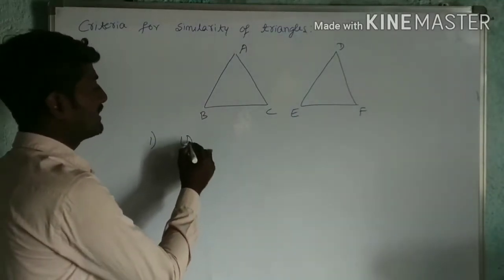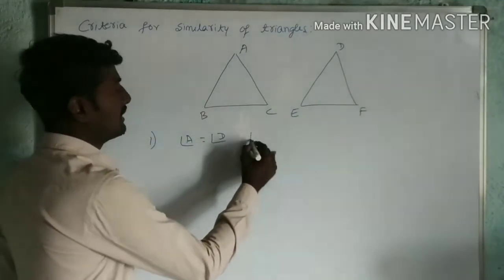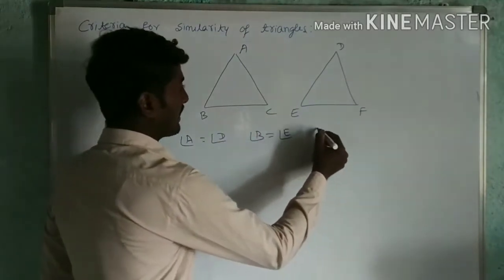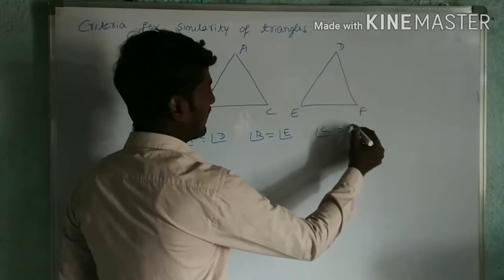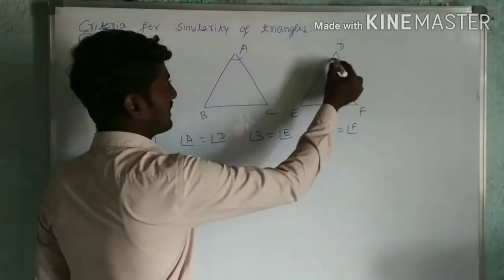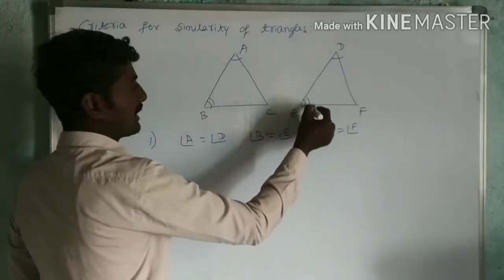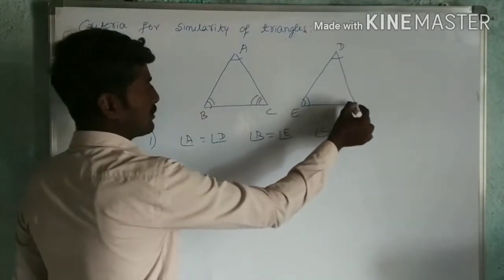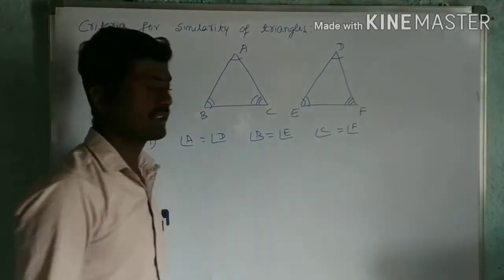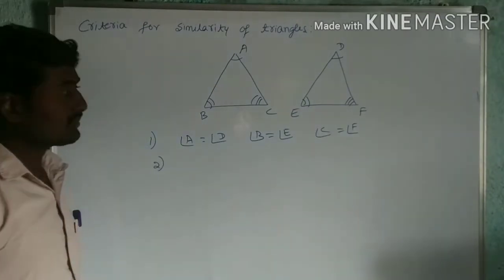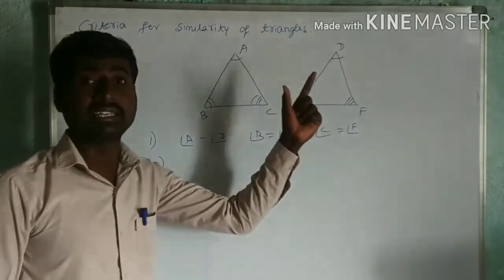Means angle A is equal to angle D, angle B is equal to angle E, and angle C is equal to angle F. These two angles are equal and these two are equal. So the last one is also equal. That is the first condition. Then the second condition is what? Corresponding sides are in the same ratio.